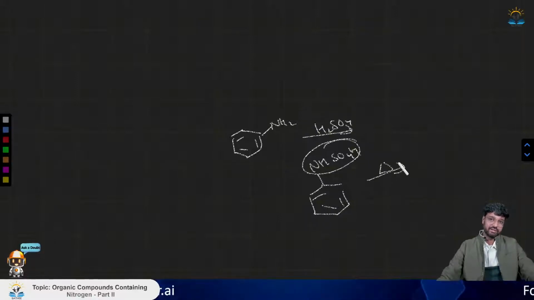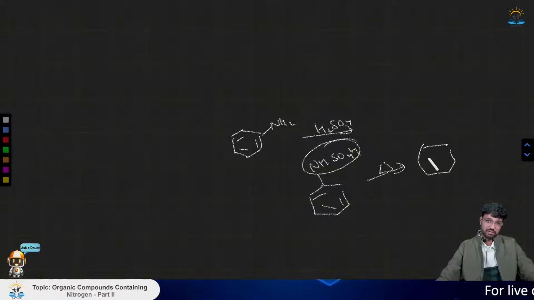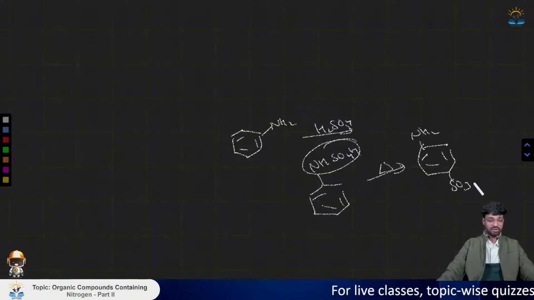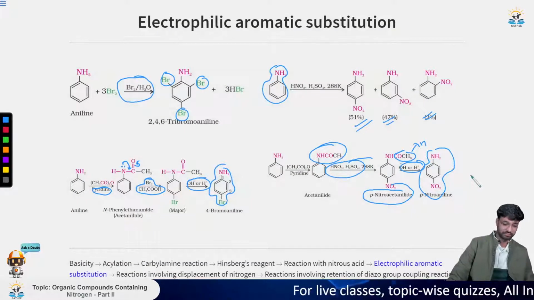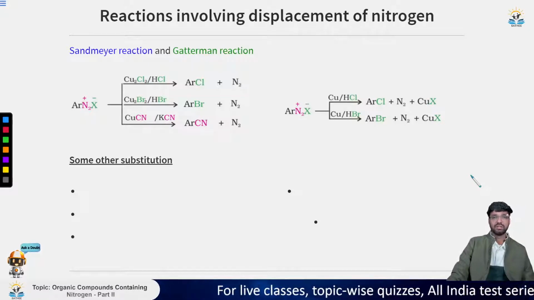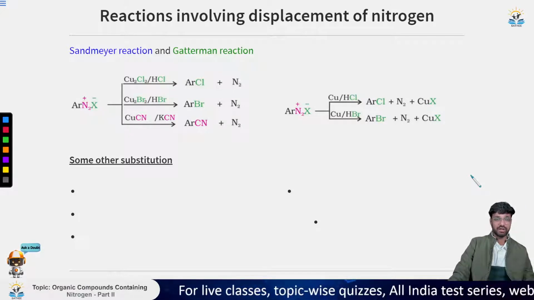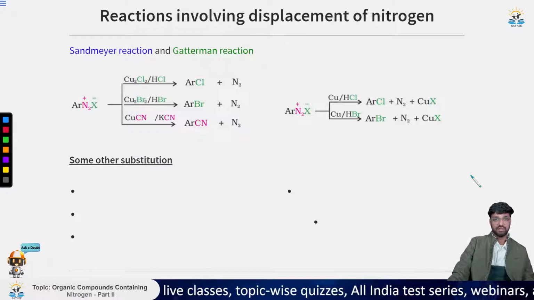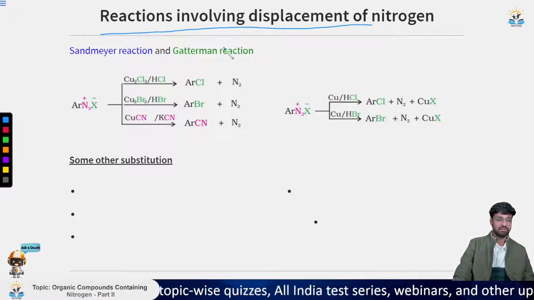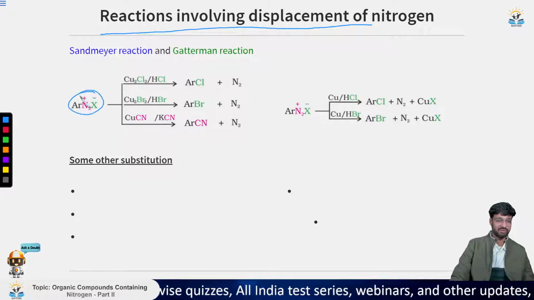Now you will heat it again to give your NH2 and sulfonated benzene. Okay, so this is about the sulfonation. Now you can say that the electrophilic aromatic substitution is not that simple in case of aniline. Next we have this reaction involving displacement of nitrogen. So we will see various reactions of this diazonium salt.